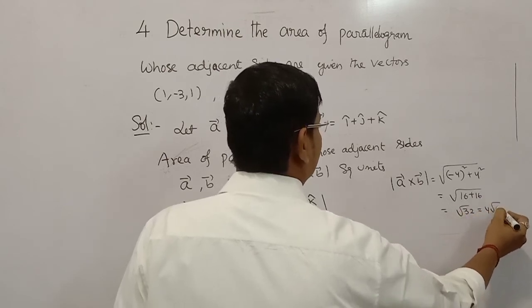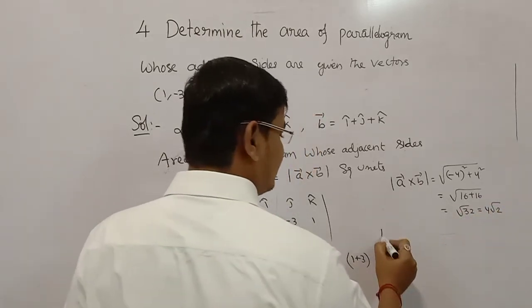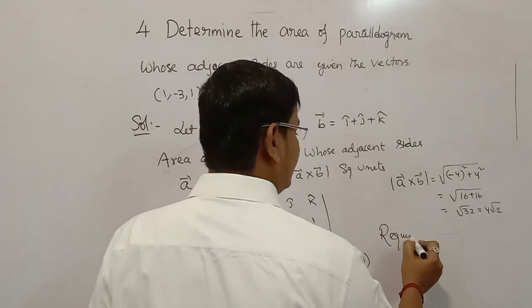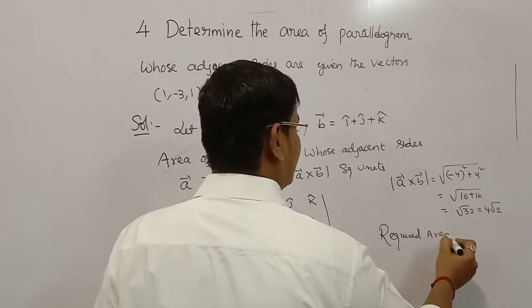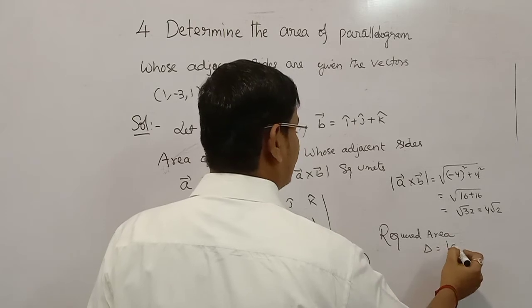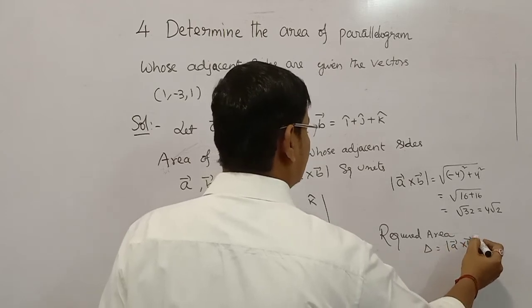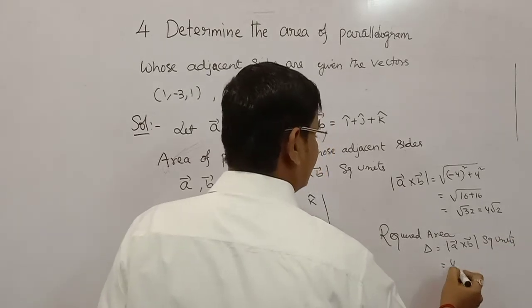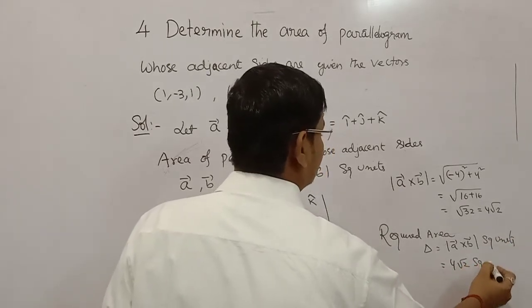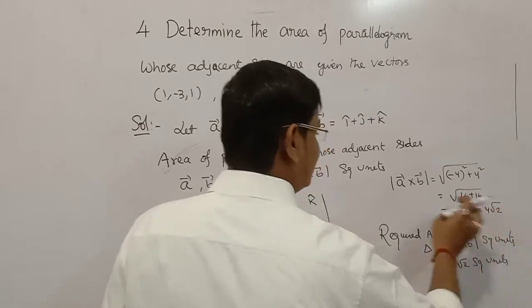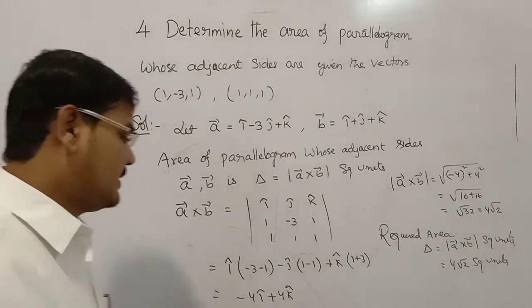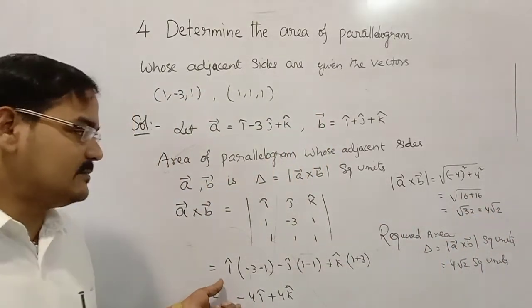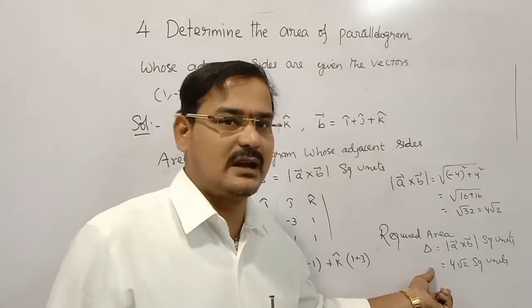Root 32 can be replaced by 4 root 2. So therefore the required area delta is equal to the magnitude of A bar cross B bar, that is 4 root 2 square units. Remember, what we found before the magnitude is the vector area of the parallelogram.